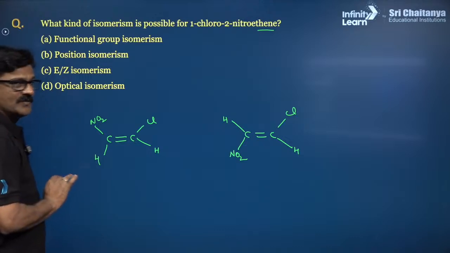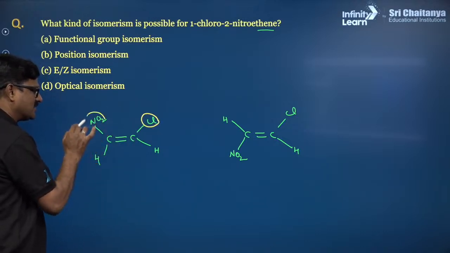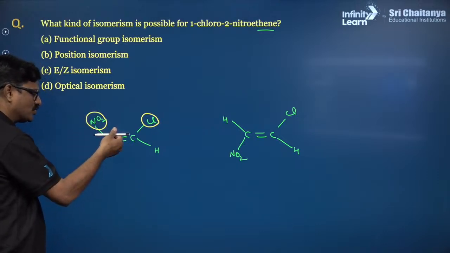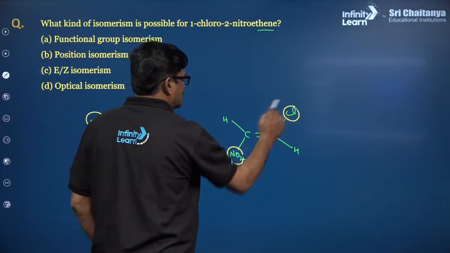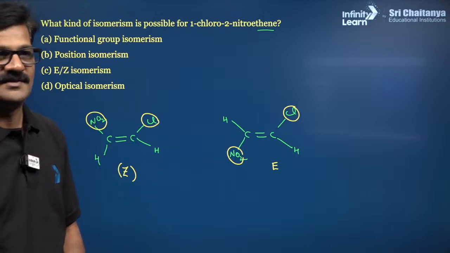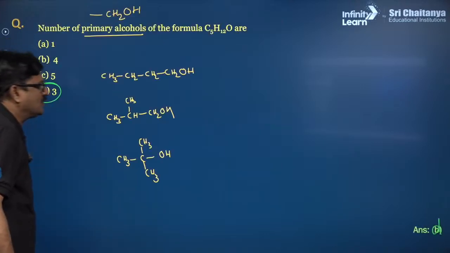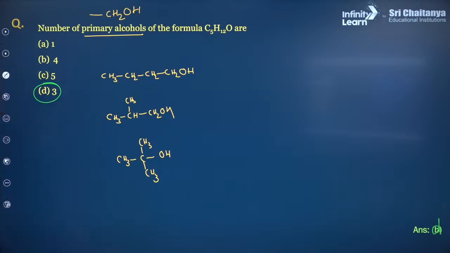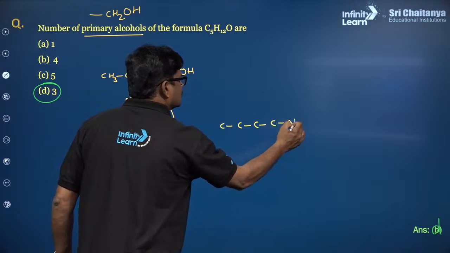In these geometrical isomers, as far as this double bond is concerned, this is having higher priority. So two similar groups on the same side, that is Z configuration. And here two similar groups on the opposite side, that is E configuration. E and Z are going to be geometrical isomers. So it is going to be E and Z. So in the previous one, you tell me where. The IUPAC name is 3-methyl butanol. This is butanol.